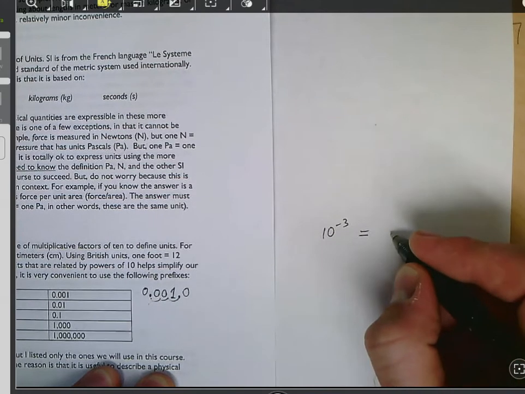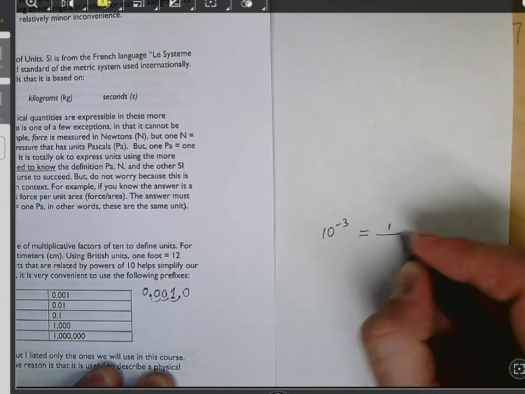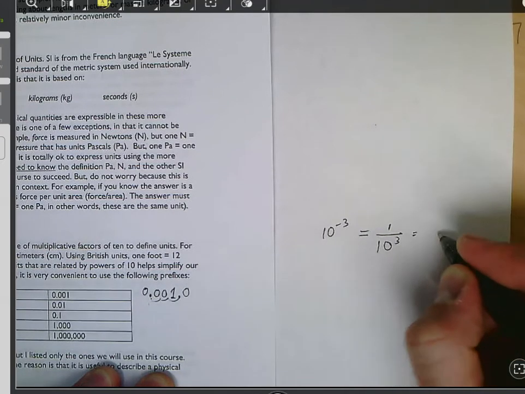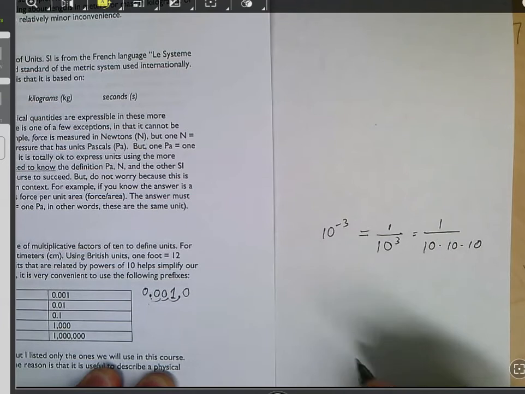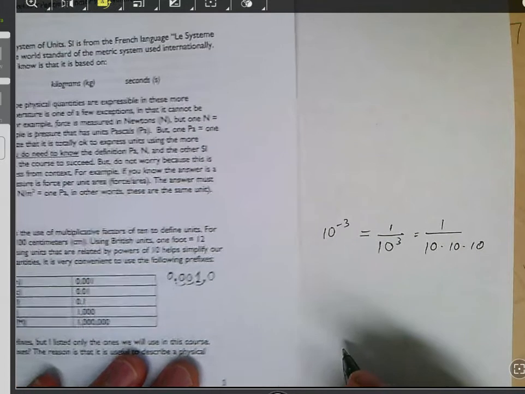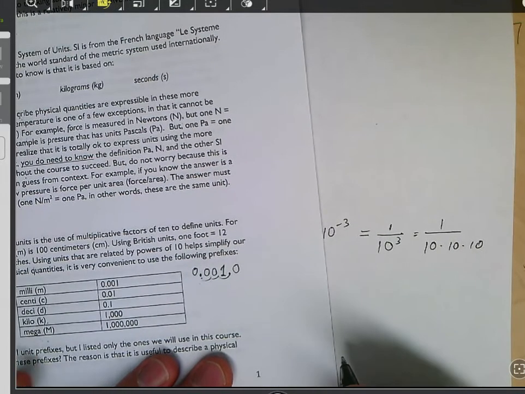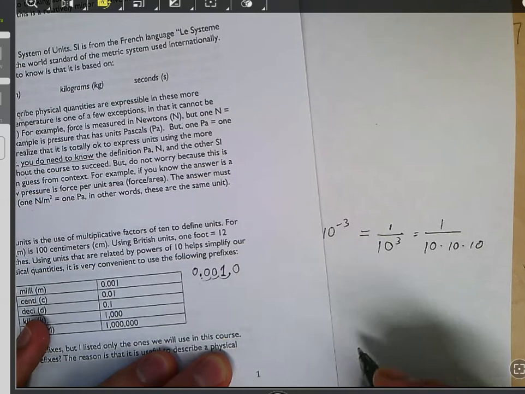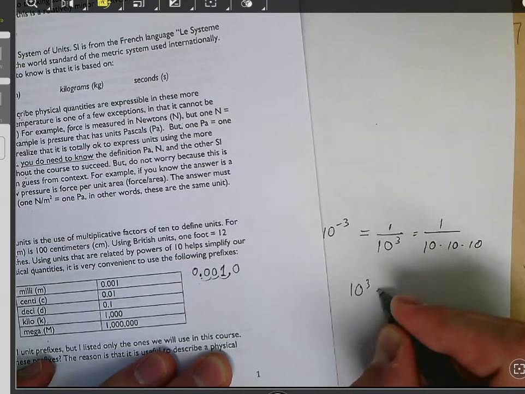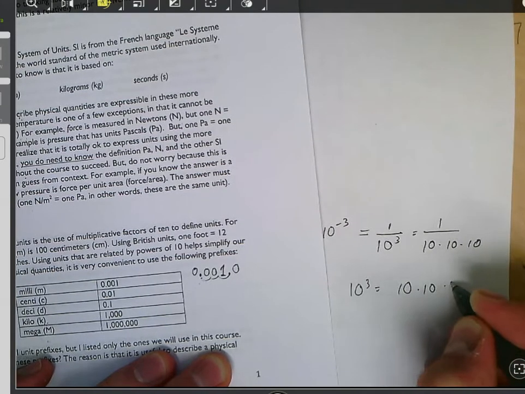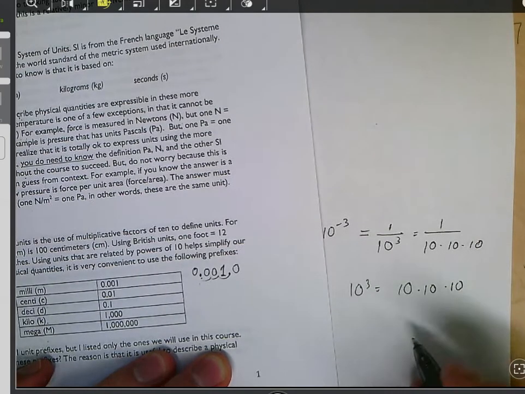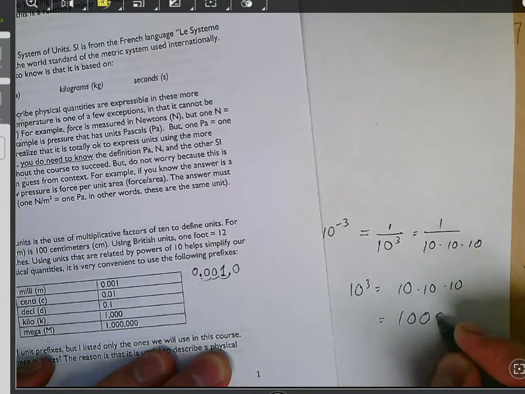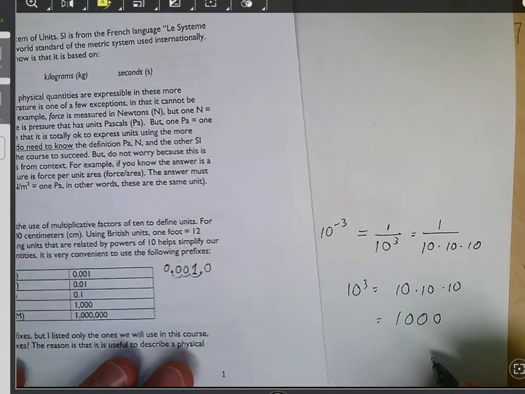This is the same thing as 1 over 10 to the third, or in other words, 1 over 10 times 10 times 10. Let's actually go with one that doesn't have the minus sign just to start with, which perhaps I should have started with, the kilo. So kilo is 10 to the 3, which literally just means 10 times 10 times 10. In fact, that's what the exponential means: multiply these things by each other 3 times. And that's just going to give me 3 zeros, so that'll be 1,000.